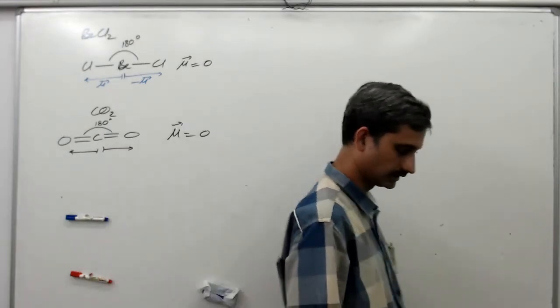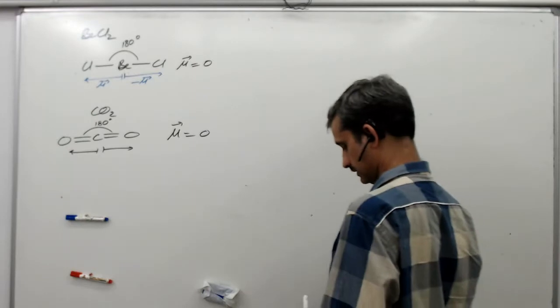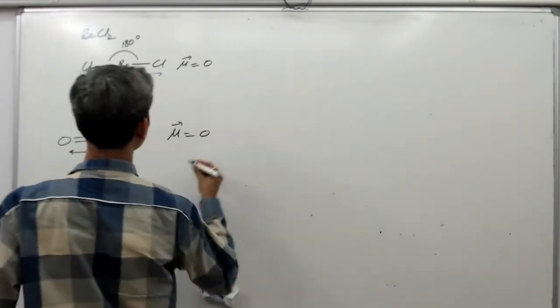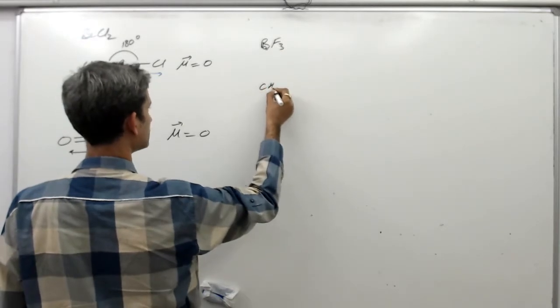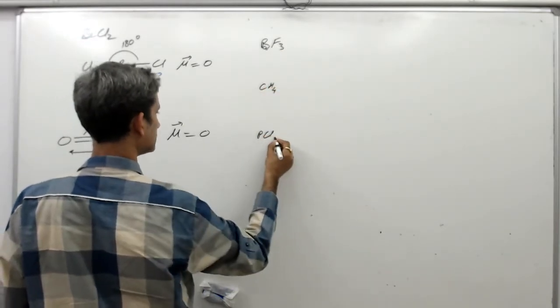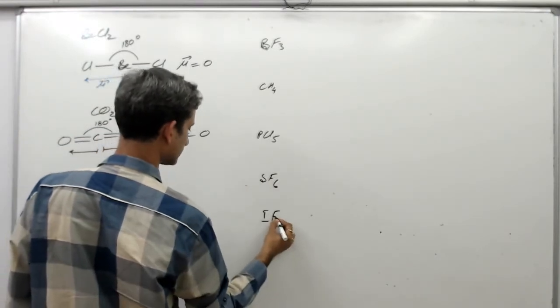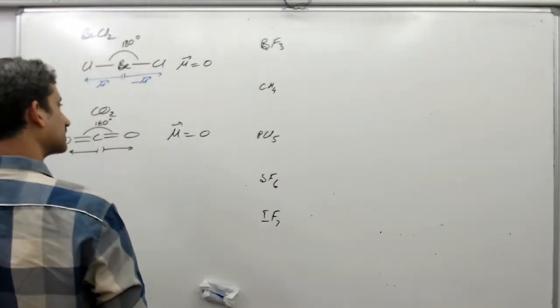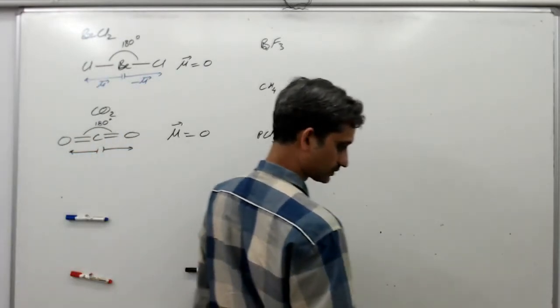Clear? Yeah. Then again, we could have an example of BF3, something like CH4, something like PCl5, something like SF6, something like IF7. Could you just check out what the dipole moments of these molecules would be?